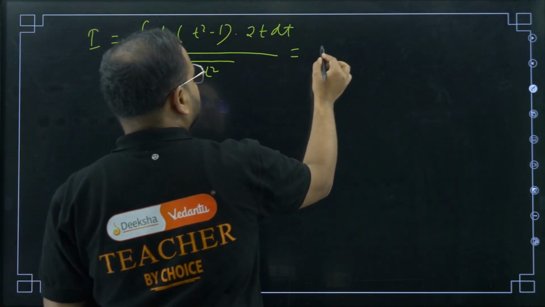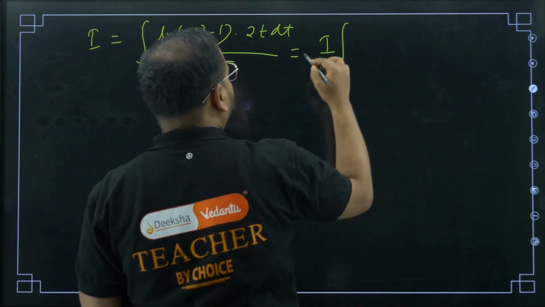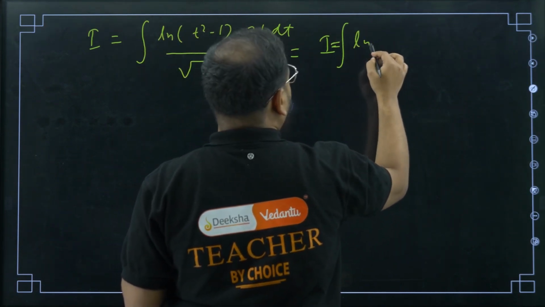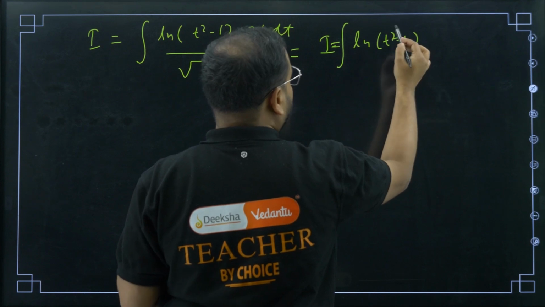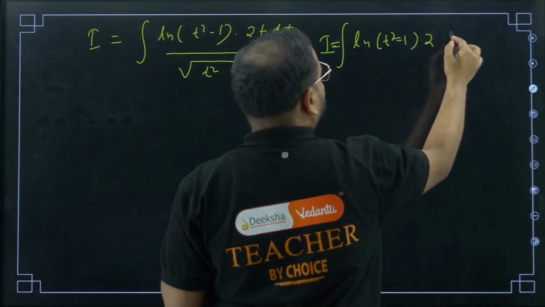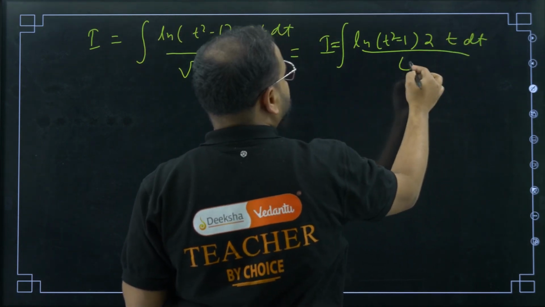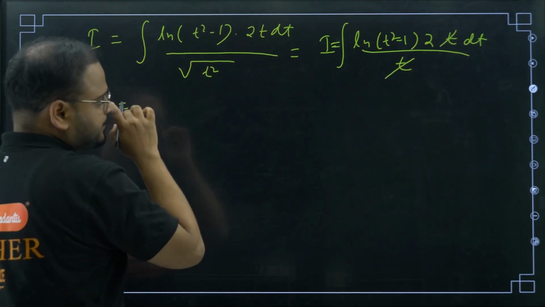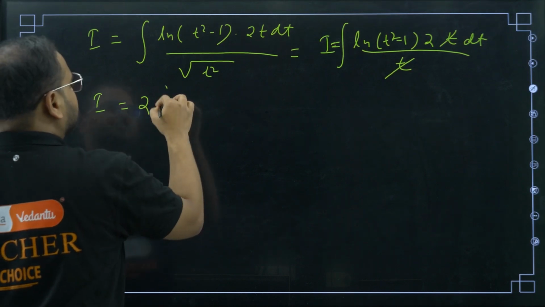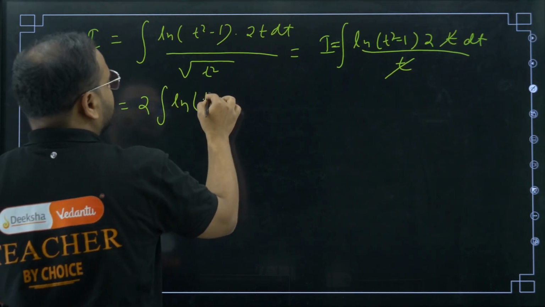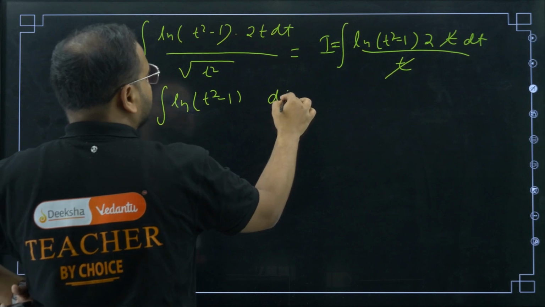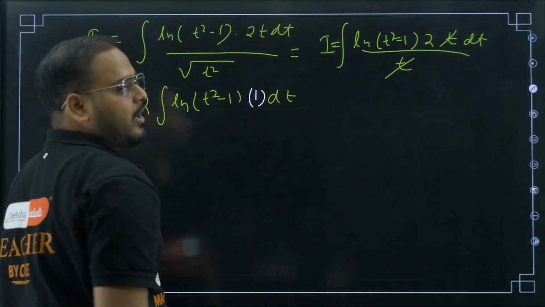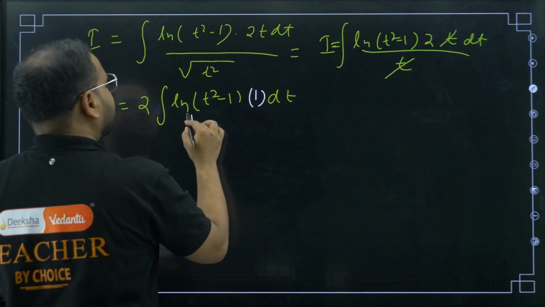How much is that going to be? Tell me. Simply I equals the integration of ln of t square minus 1, 2t dt upon, this is simply t, and t and t cancel out. So my integration I will look like this. I can take 2 common, ln of t square minus 1. Anything else there? No, sir. I can write the second function simply as 1. Now this is my first function, and this is my second function.